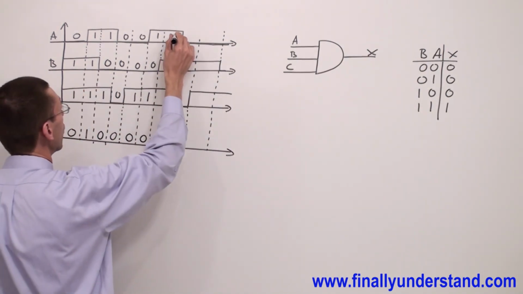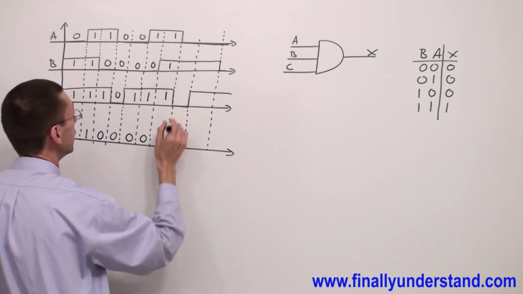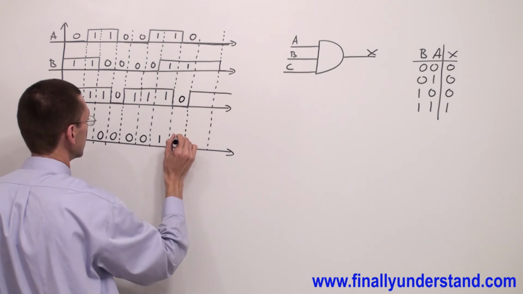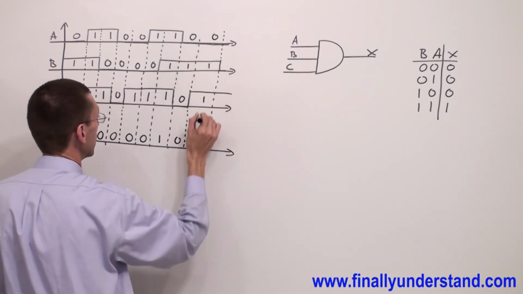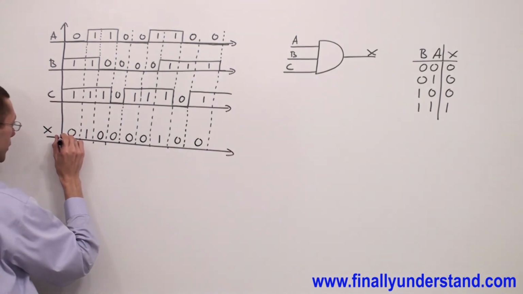And we have 1, 1, 1. So that's why this is 1. This is 0, 1, 0. This is 0. And I have 0, 1, 1. This is 0. Now we can draw the output waveform.